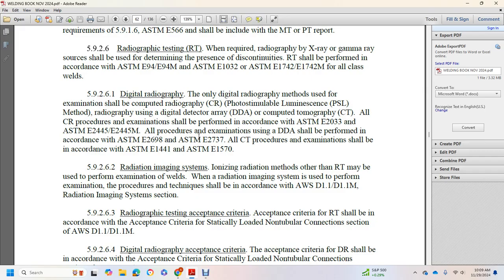Radiation image system, ionizing radiation method of the radiation test, may be used to perform examination of welds. The radiation image system used to perform the examination procedure with the technique shall be in accordance with the AWS D1.1 and D1.1M radiation imaging system section. Radiographic testing acceptance criteria: acceptance criteria for the radiographic testing shall be in accordance with the acceptance criteria for statically loaded non-tubular connections section of AWS D1.1 and D1.1M.